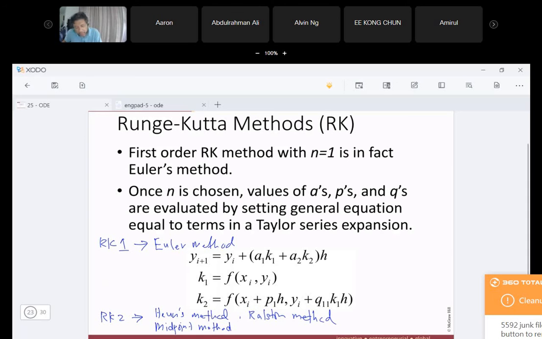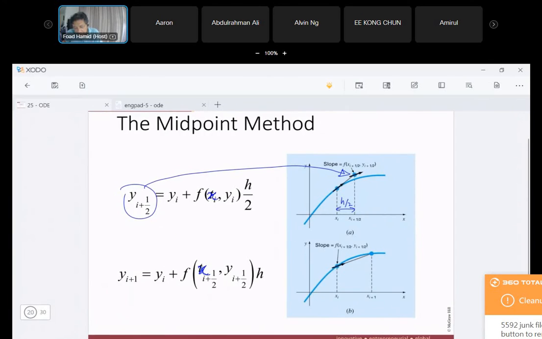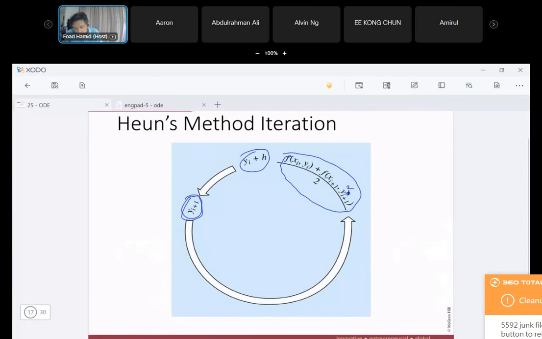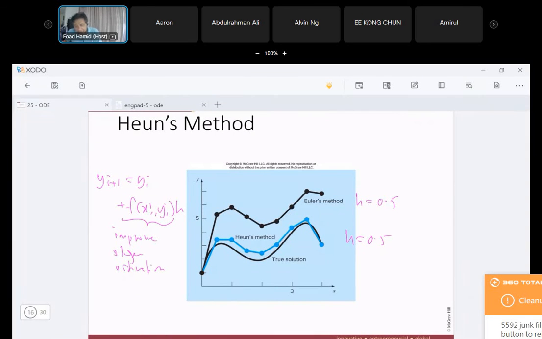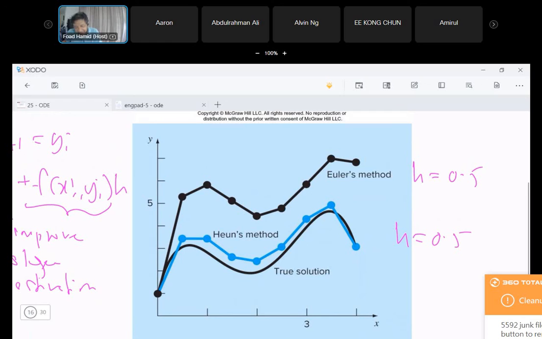Now I hope you can see why Schwann's method is much better than Euler's method. Euler's method is just RK1, which is a first order method. Schwann's method is RK2. Again, this is back to our numerical differentiation.